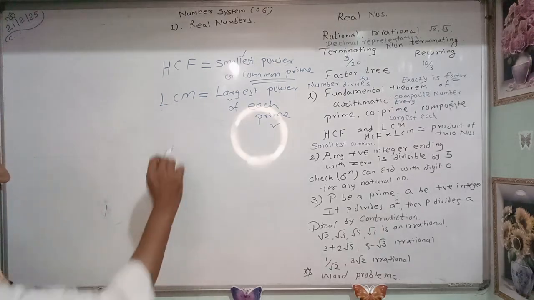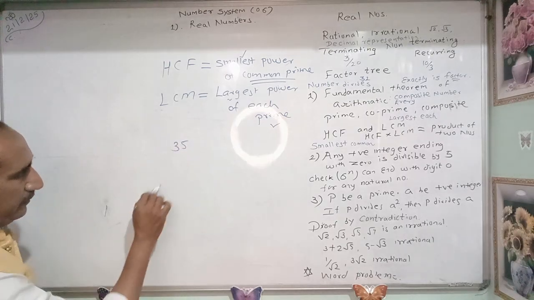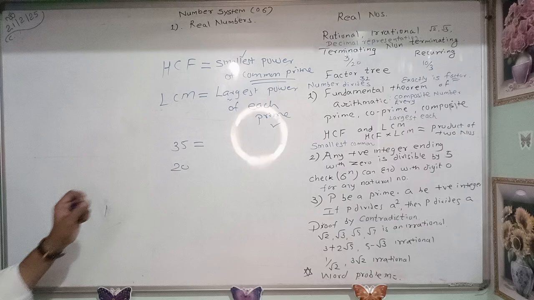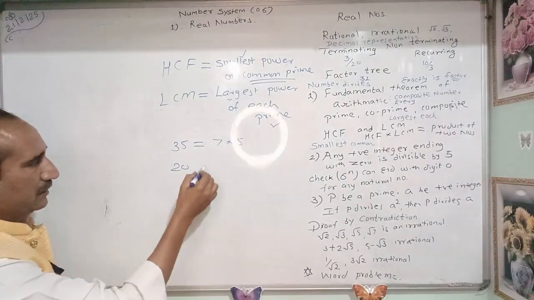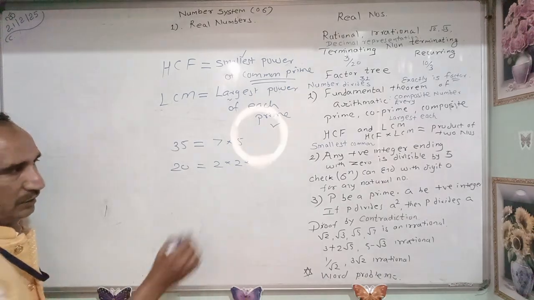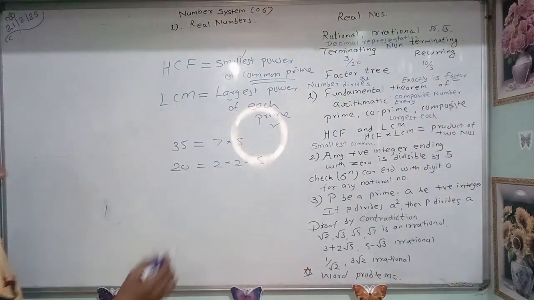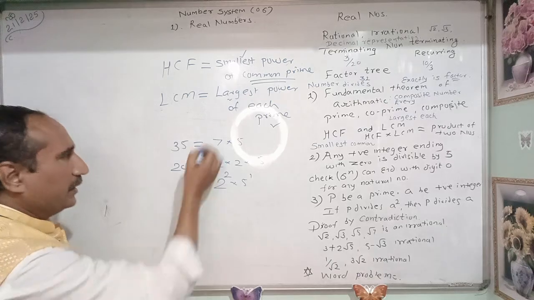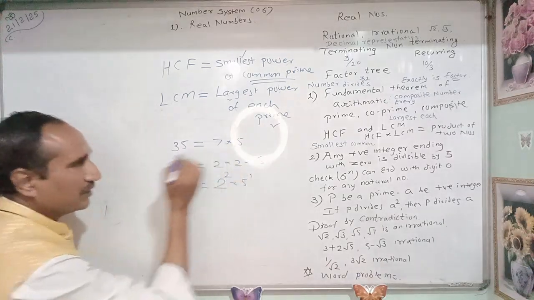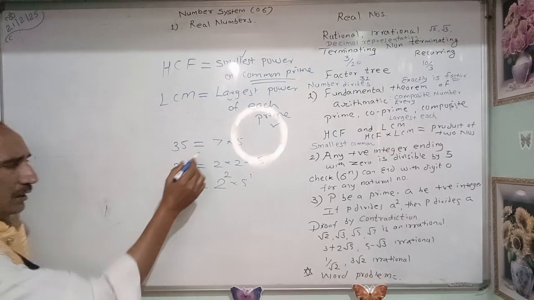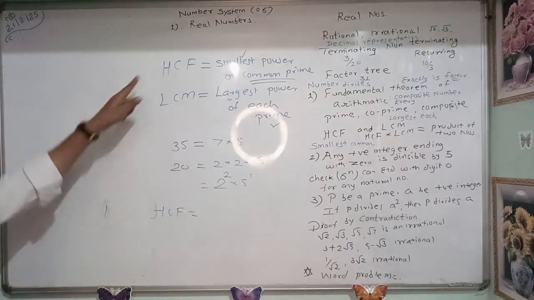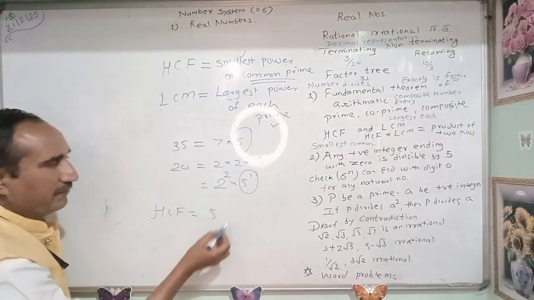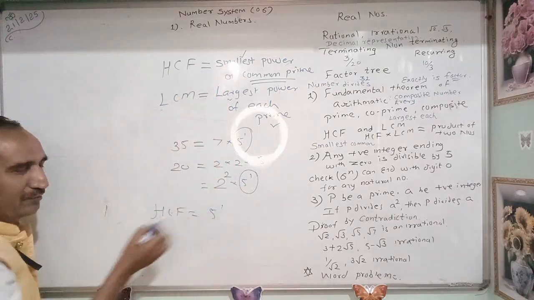Let's take an example. Suppose here 35 and 20. Let's express these in the form of primes. 35 is 7 into 5. 20 is 2 into 2 into 5. In the form of powers, we can write it as 2 to the power 2, 5 to the power 1. This is the expression of the numbers in terms of primes. For HCF, we have to find the smallest power of common primes. So which one is common here? The common is 5. And what is the smallest power? Here it is only 1.